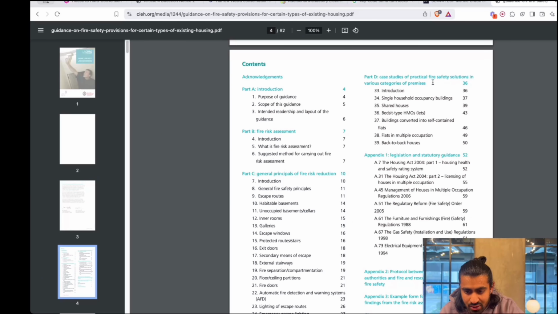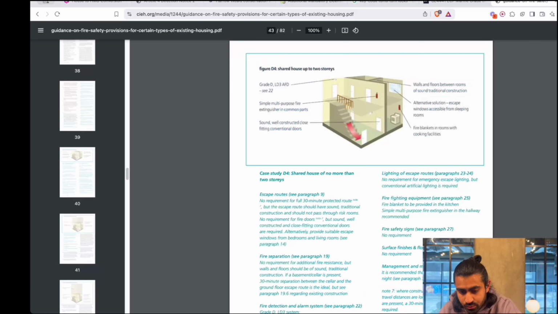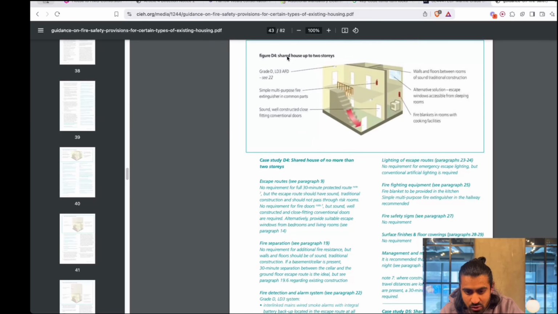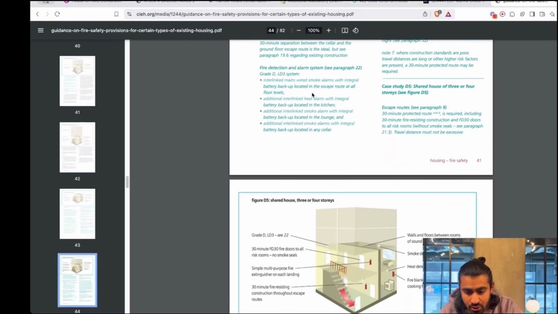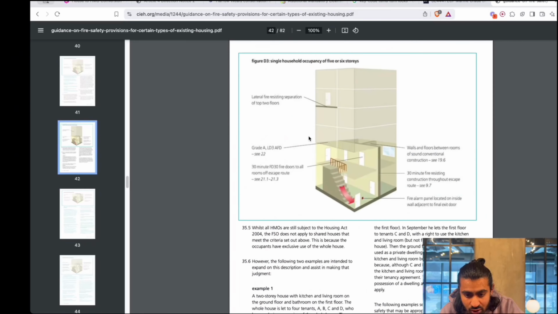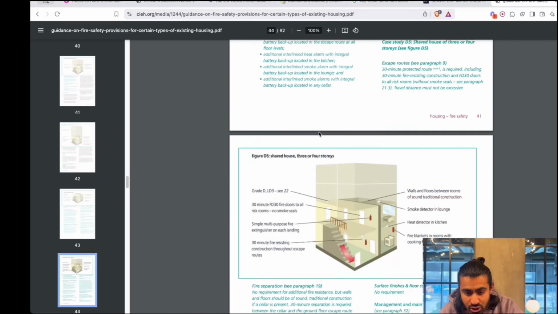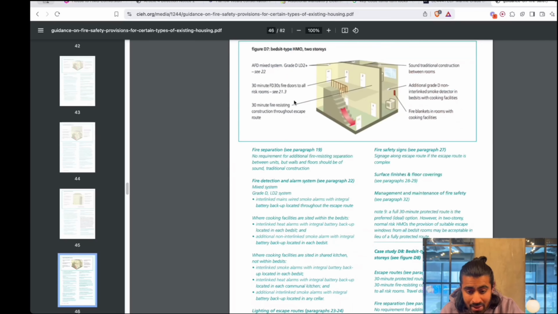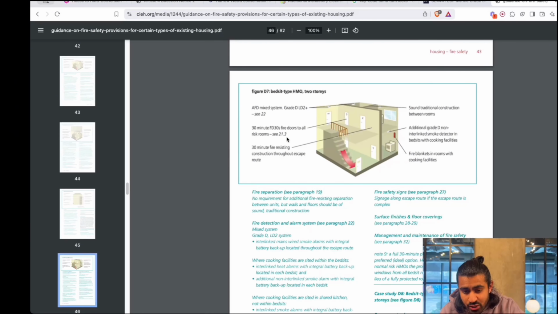If you go into the case study section, they have loads of different case studies. So for us, we're on page 43, we're a bed-sit type HMO. Boom. And so then this basically tells you, this is for a shared house up to 2 stories. And then you've got all these different kinds of variations. You've got single household, shared house 3 or 4 stories, shared house of 6 stories, bed-sit type HMO of 2 stories. So bed-sit type HMO is what we're doing, because I'm renting by room.